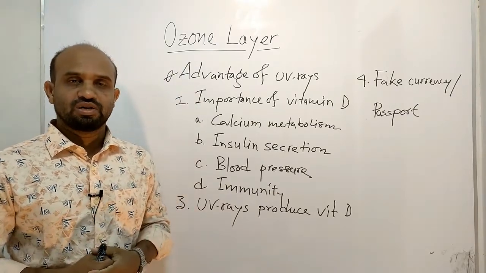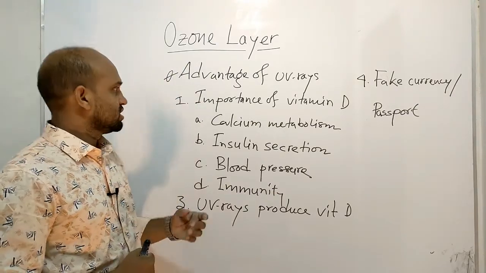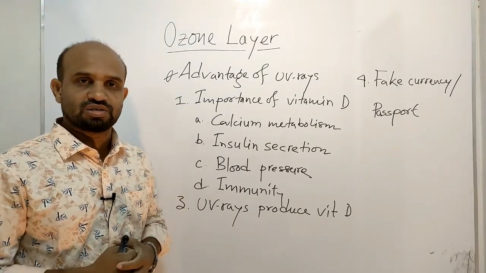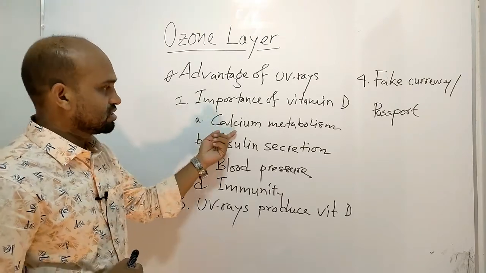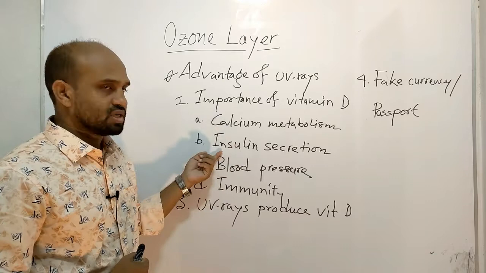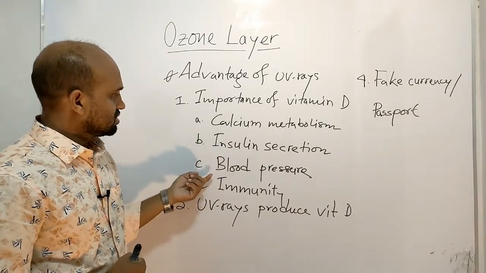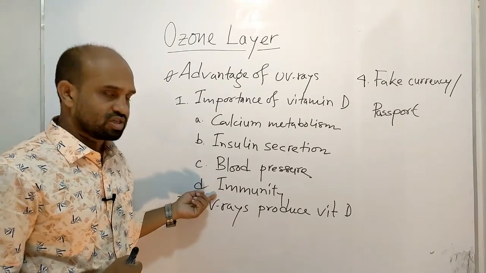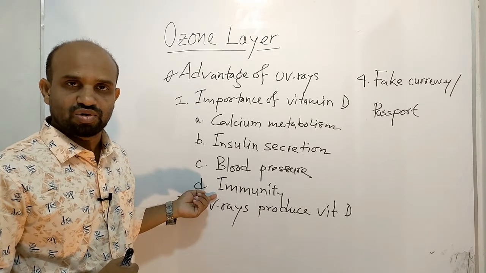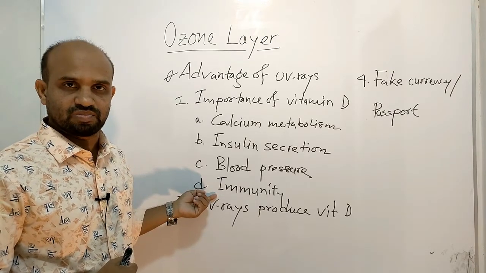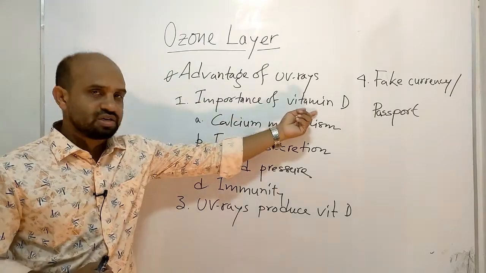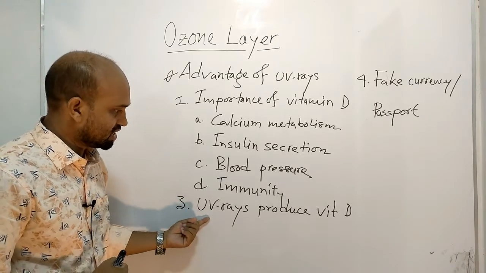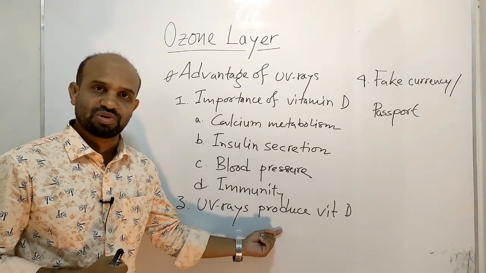The point is now advantage of UV rays. First of all, let's see function of vitamin D. That means importance of vitamin D. Vitamin D works in the regulation of calcium metabolism, insulin secretion. It works in the regulation of blood pressure, and it plays an important role in the immunity system. This vitamin D is produced with the help of UV rays.